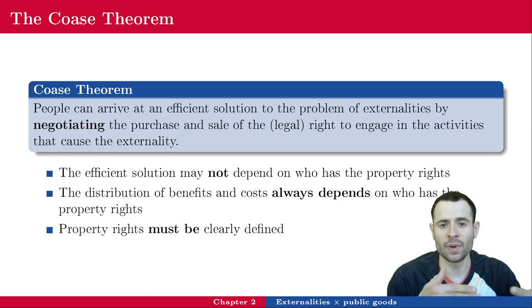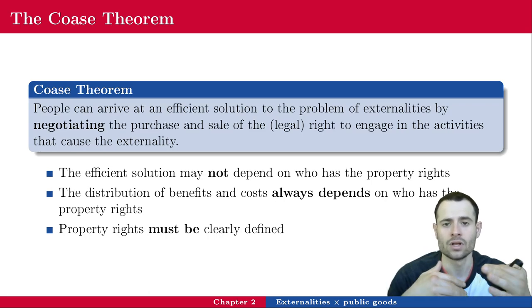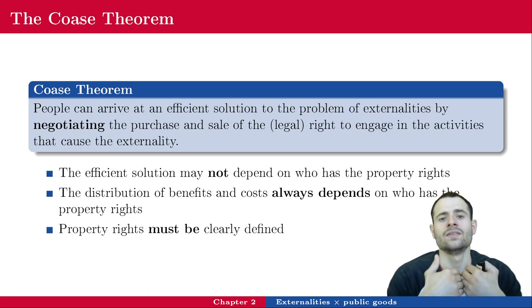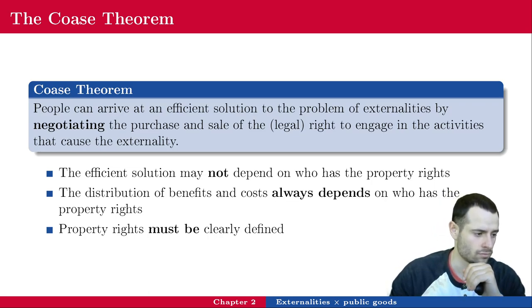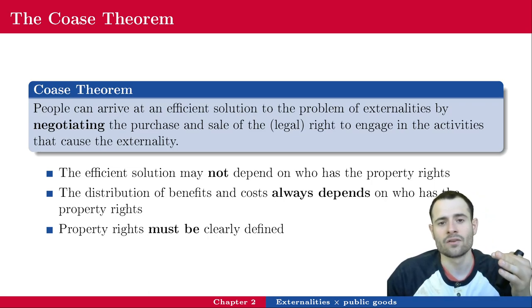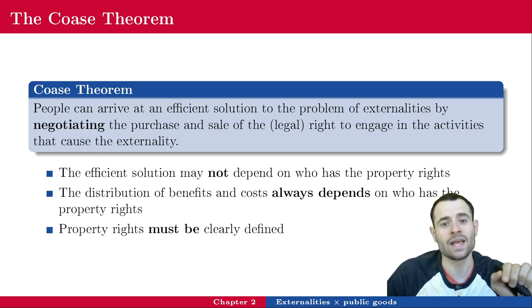Bargaining. Depending on who is making the rules, bargaining will go one way or another. Somebody is going to compensate somebody else. And at the end of the day, the efficient solution can be reached. If the bylaws cannot be enforced, then the property rights are pretty much in the hands of the one making the noise.